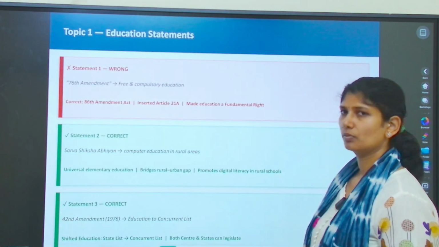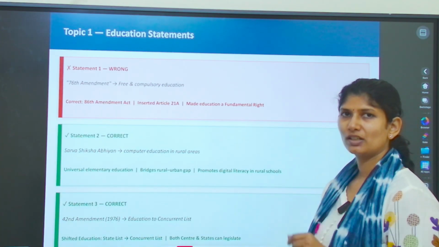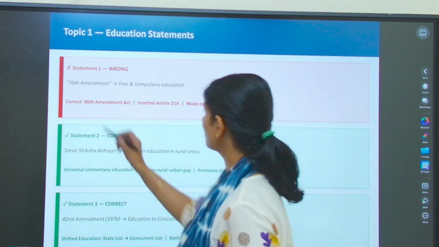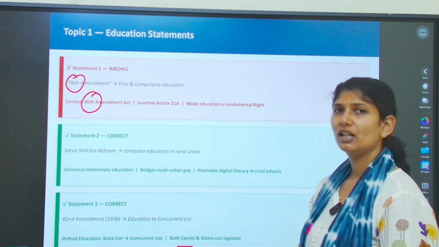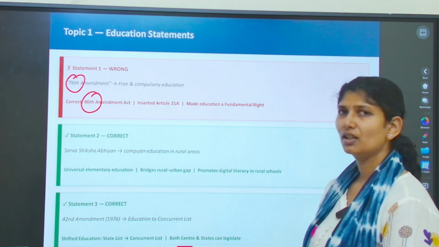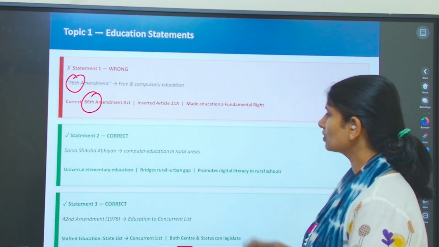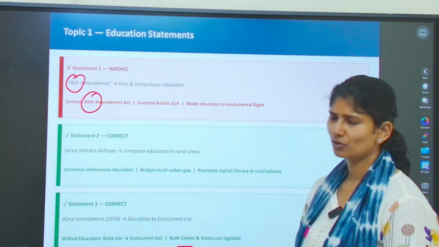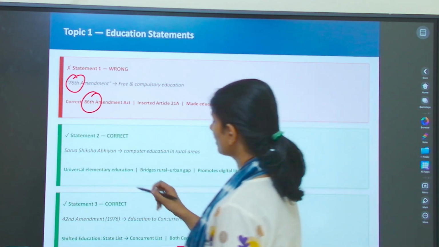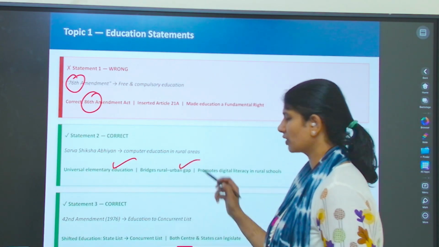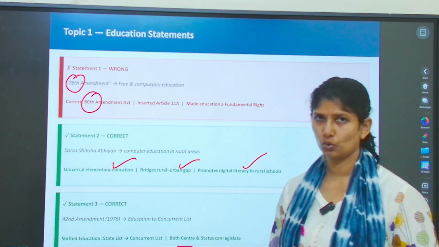Okay. So, the first statement here, they are trying to trap you with just the constitutional numbers. Shift from 86 to 76. Okay. So the 86th Amendment also inserted your Article 21A, which made education, that is primary education, a basic fundamental right. The next statement, Sarva Shiksha Abhiyan wanting to provide computer education in rural areas, is a fine statement. What was Sarva Shiksha Abhiyan? It was about universalization of elementary education. It tries to bridge your urban and rural gap. And lastly, it promotes digital literacy in schools.